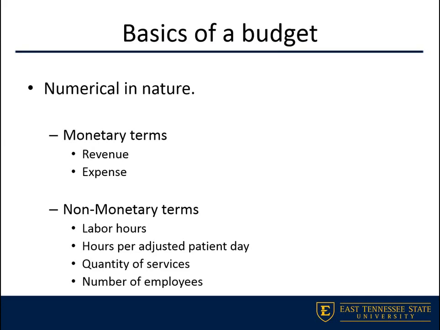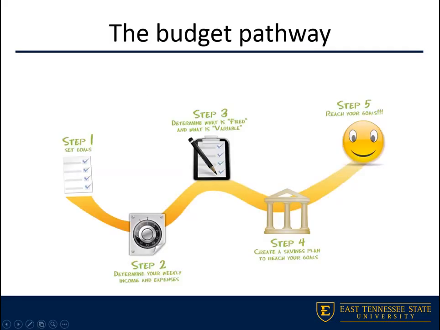And then some other non-monetary terms that you're going to hear: quantity of services, and number of employees. So this is really the reason that controlling and planning are so intimately connected with each other. You almost can't do one without the other. If we start there at step 1, just setting our goals, we're really setting them based on the revenue that we expect to be coming in.